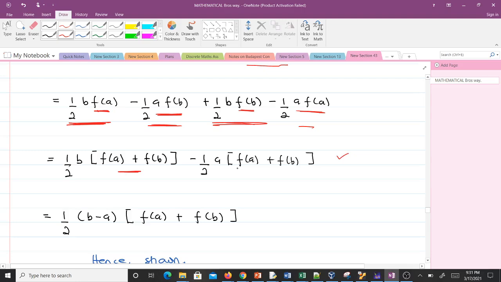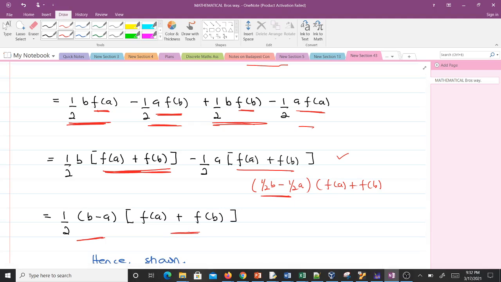And since these two, so we are using our algebra that we learned. So since these two are the same, you can see f of a plus b, f of a plus b. Then that means we can simplify this equation to get 1 over 2. So you see we have 1 over 2b minus 1 over 2a. Then all times f of a plus f of b, right? So this is what we have: we brought the 1 over 2 out, and we have our f of a plus f of b. So finally we have our formula.